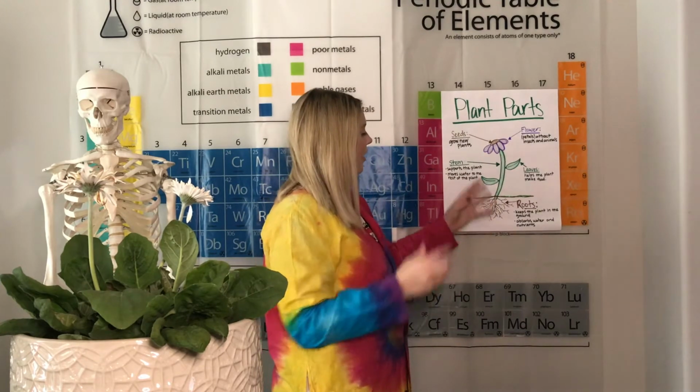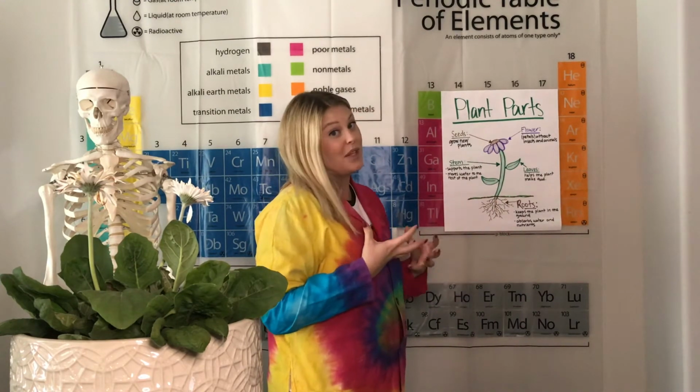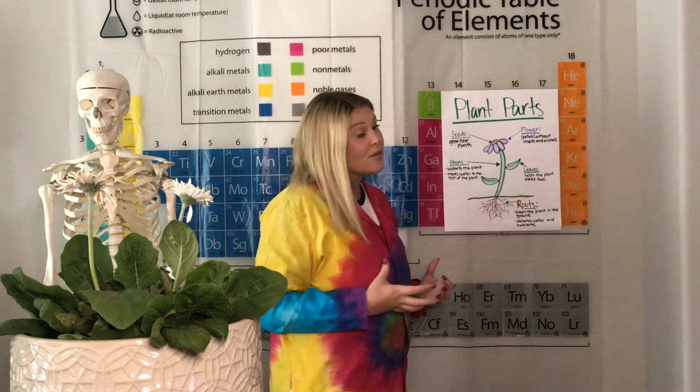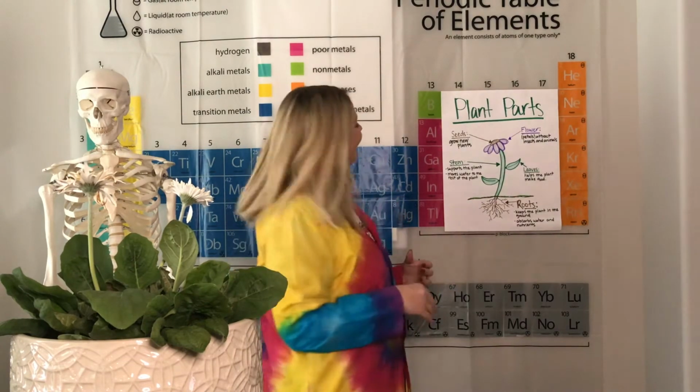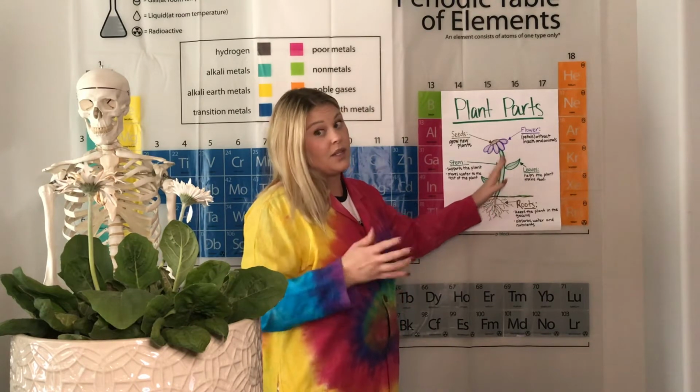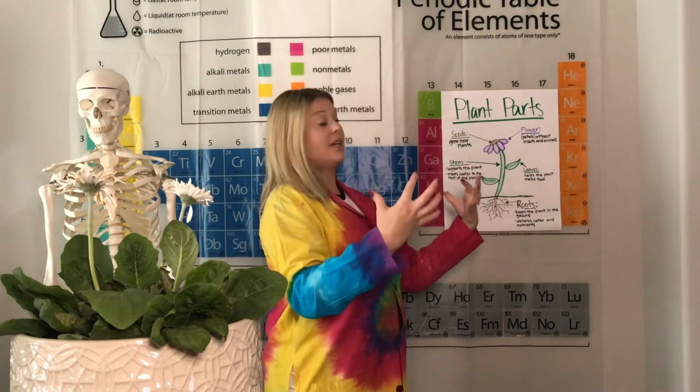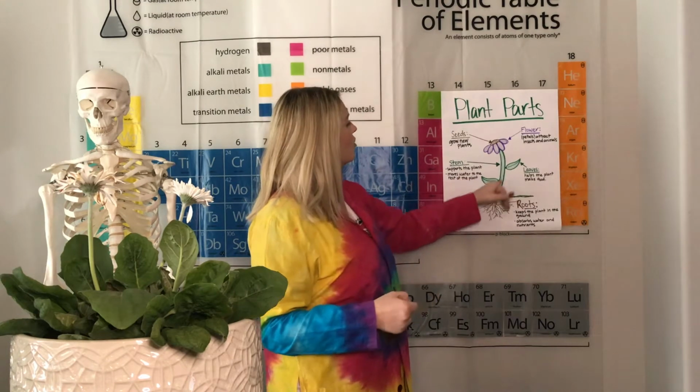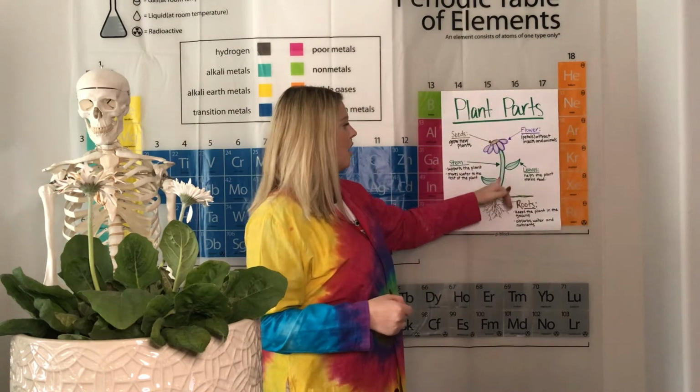So our roots are going to bring in water and nutrients to the plant, keep the plant rooted in the ground or in the pot. Then we have our stem. Our stem is going to provide support, so it gives that plant support to stand up tall, and it's going to move water through the plant as well.